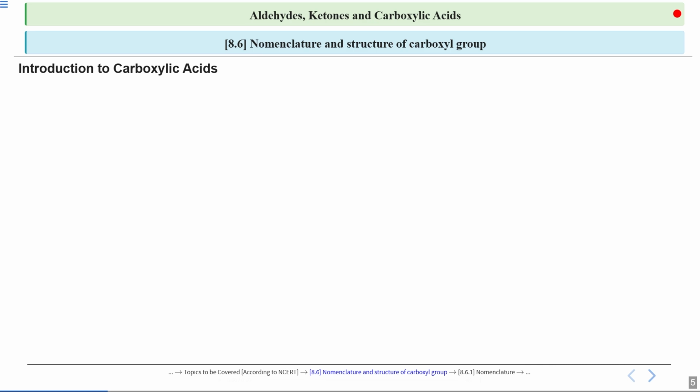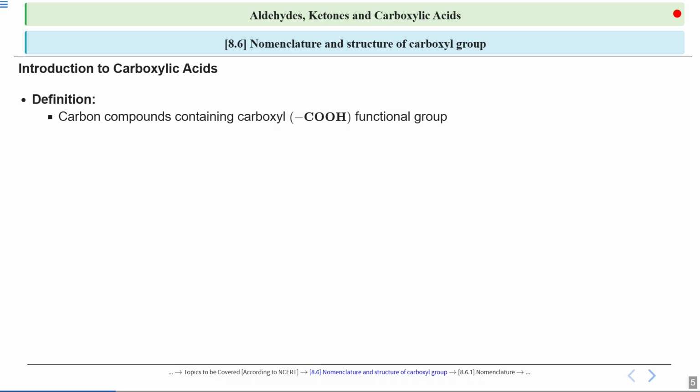First is the introduction to the carboxyl group. So how will we define carboxylic acids? We have studied that these are carbon compounds that contain a specific functional group, and that functional group is known as the carboxyl group. The carboxyl group is represented as COOH. So carboxylic acids contain the carboxyl, COOH, functional group. Now we have the general formula for carboxylic acid, which is RCOOH.